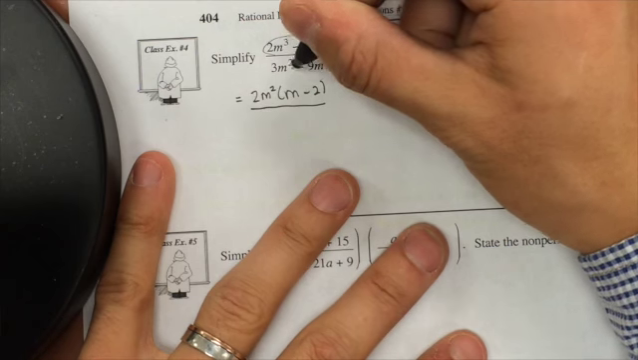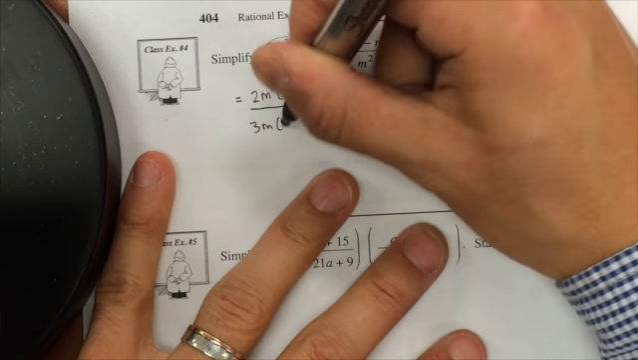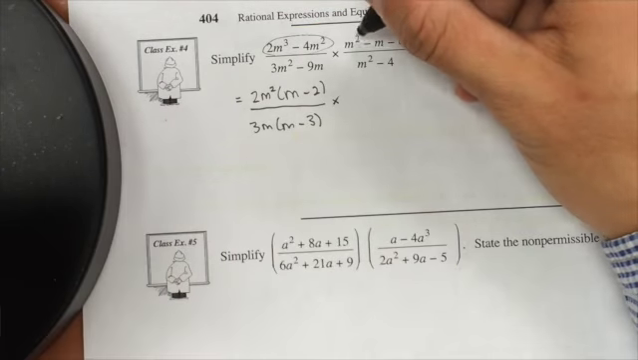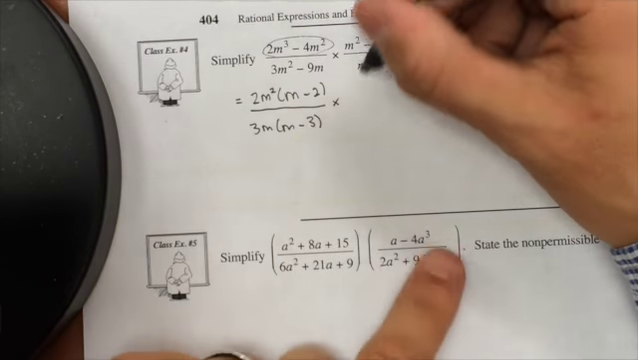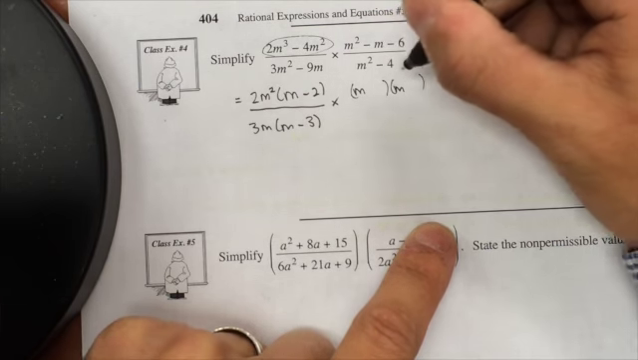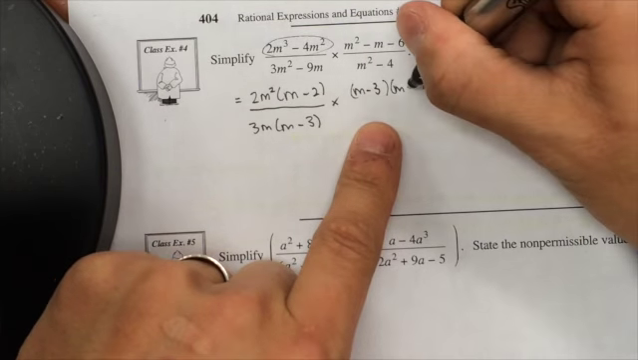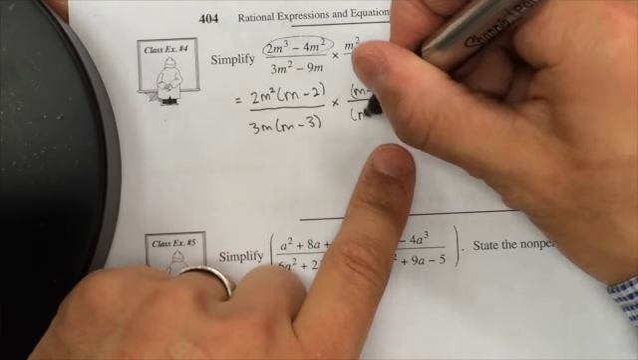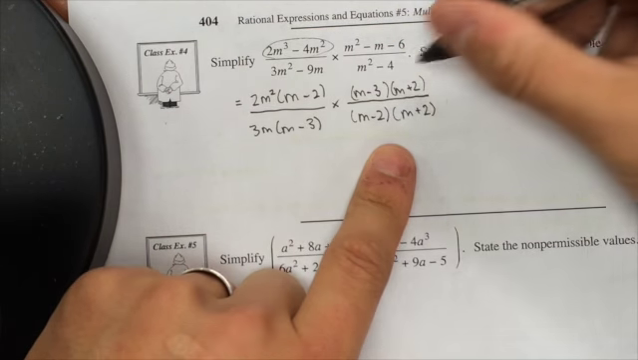On the bottom, I have a 3m that I can pull out of the brackets. And so if I take it out of the brackets, I'll be left with 3m times m minus 3. And on the top, since there's no coefficient in front of my first variable, I can solve this one by inspection. So I have my m's there, and if I want negative 6 and negative 1, and then I'm going to use negative 3 and positive 2. And on the bottom, I have a difference of squares here, so that's going to be m minus 2 times m plus 2, because I have m squared minus 4.